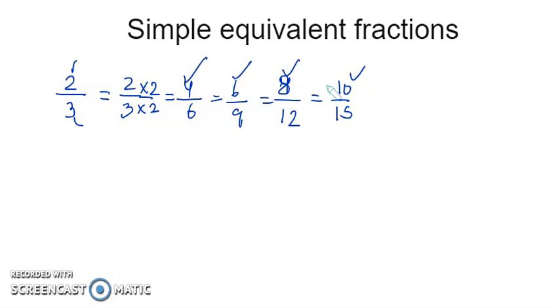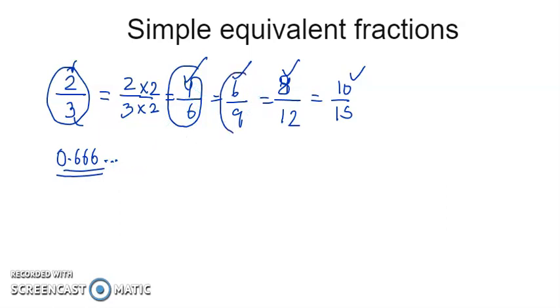What is the meaning? If you find the value of this on your calculator, you will get 0.666, something like that. And if you find the value of this, you will again get the same. In the same way, you will get the same value for all these fractions. So these are called equivalent fractions. So what is the method to find the equivalent fraction?